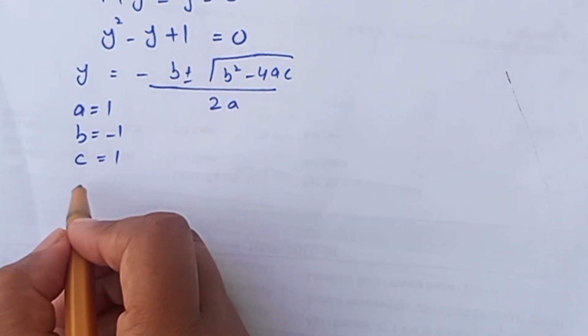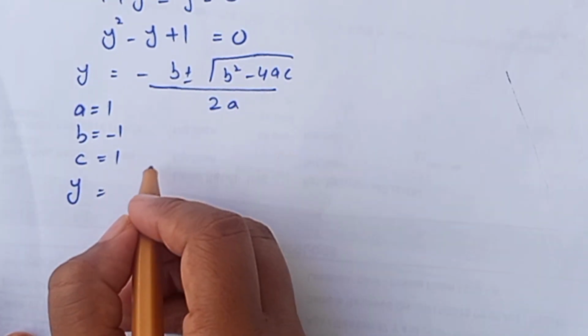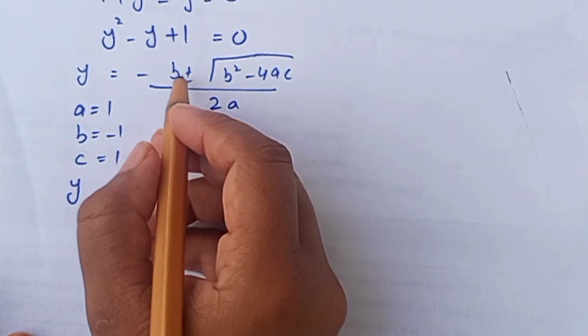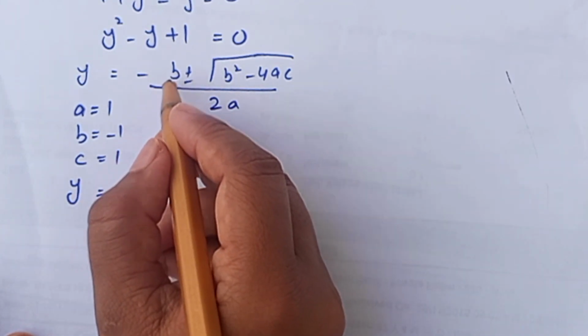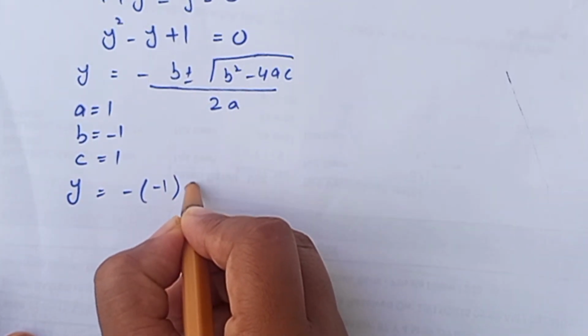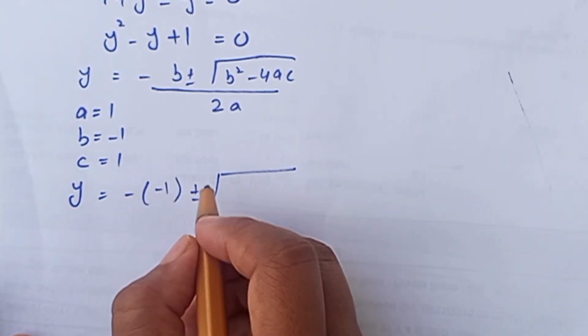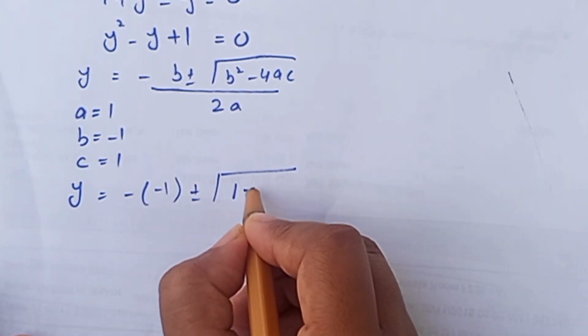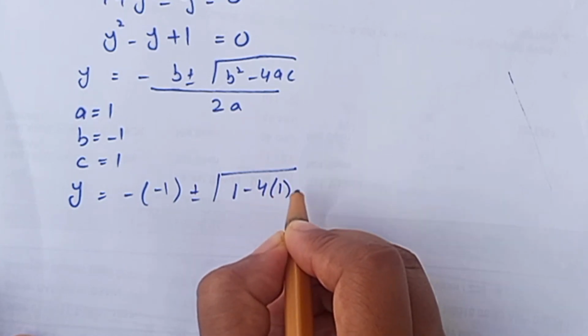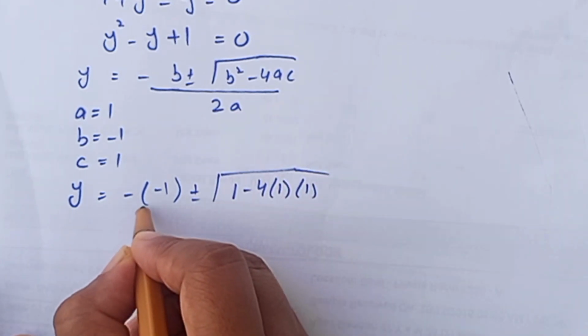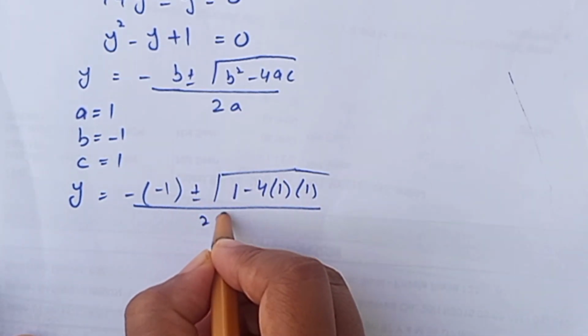We substitute these values in this formula. So y is equal to minus b, and b is minus 1, plus or minus square root of b square, minus 1 square, which is 1, minus 4, a is 1, c is also 1, over 2a, where a is 1.